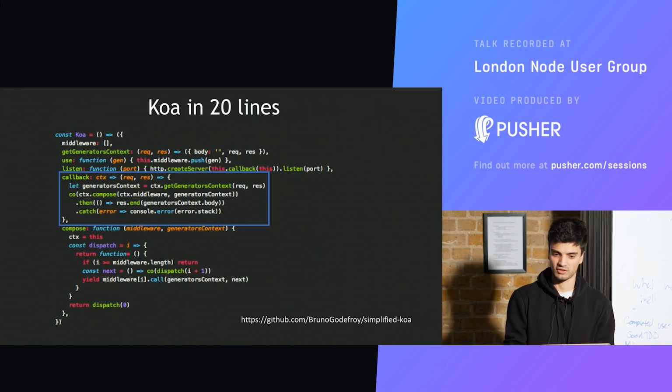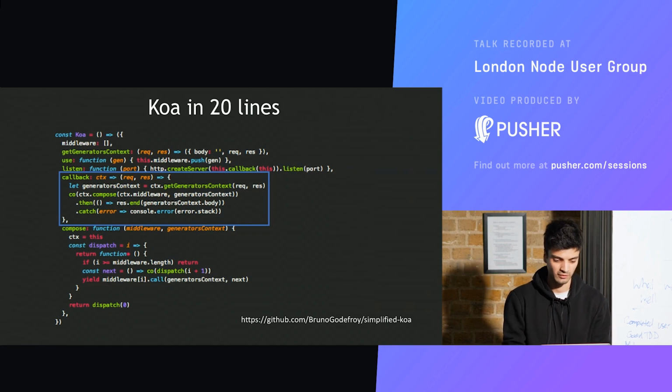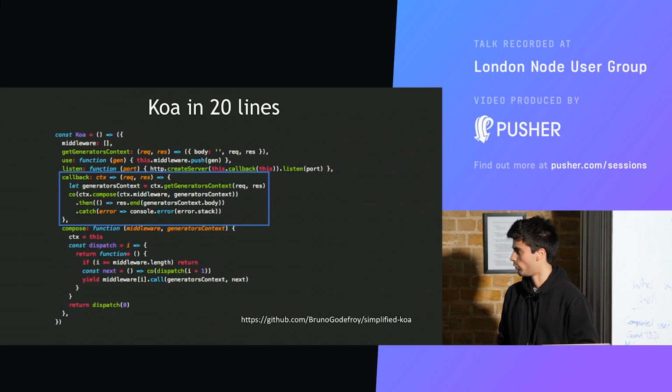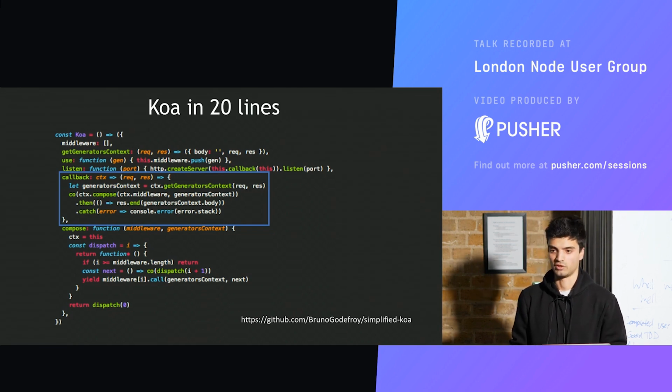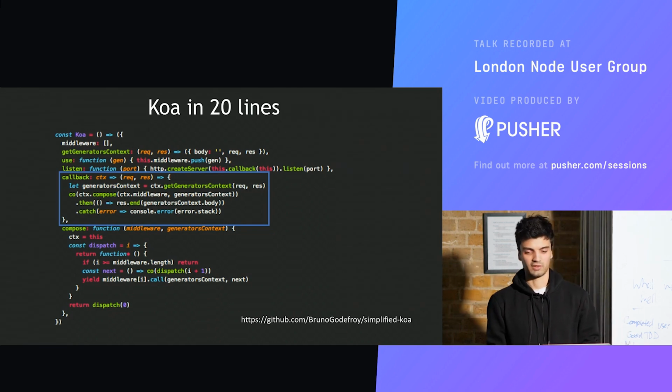So this is the simplified version of Koa in 20 lines again. Maybe it's not that difficult, but it takes a little while to understand. The important part is the callback. This is the callback of the HTTP Node server, and it takes request and response as usual. It generates a context, the context that will be shared by all generators. The generators will actually only do one thing, which is to modify the context. The context will contain all information about the response, the headers, everything you can imagine.